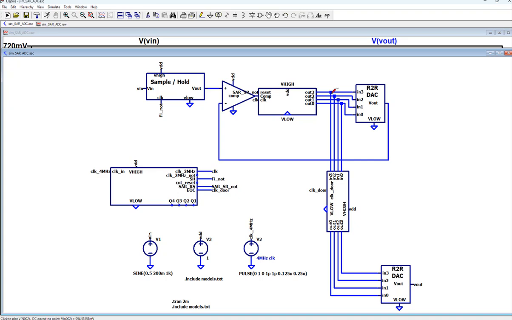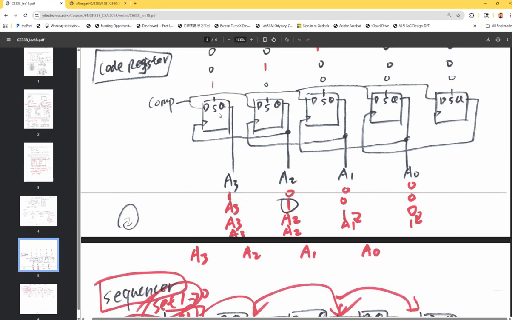It's over here. That's the output of the SAR block. So at the very beginning, the code here should be 1 and all zeros. Okay? So if you go back into this block's circuit, if you need a 1 and all zeros, what you need to do over here? Set the first one and don't touch all the following ones, because by default they are outputting zeros, right? So only need to set the first one.